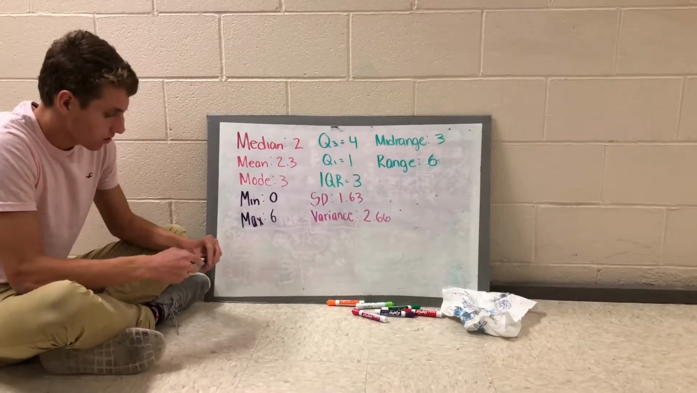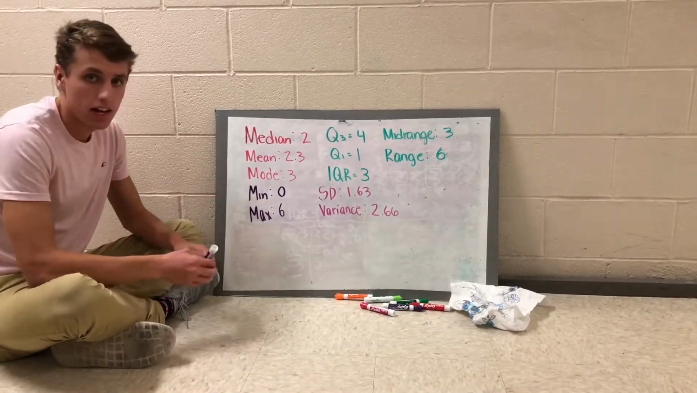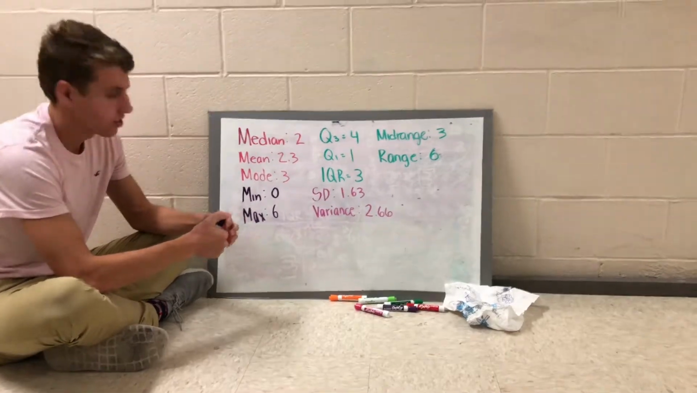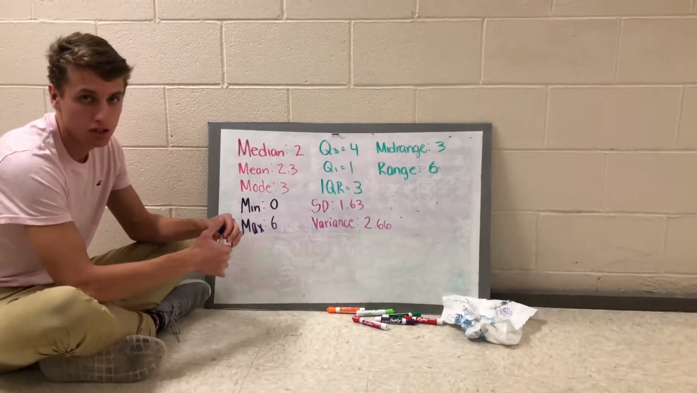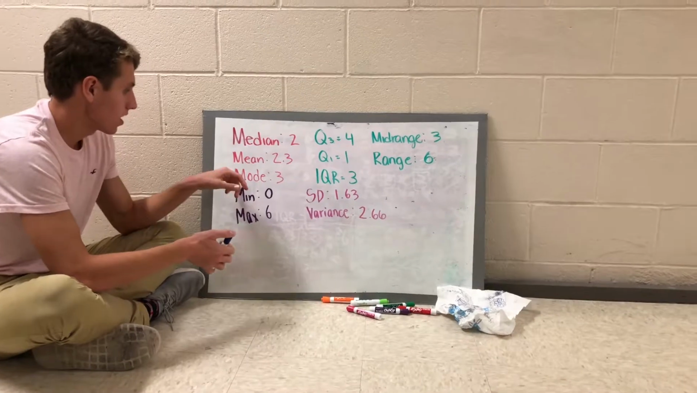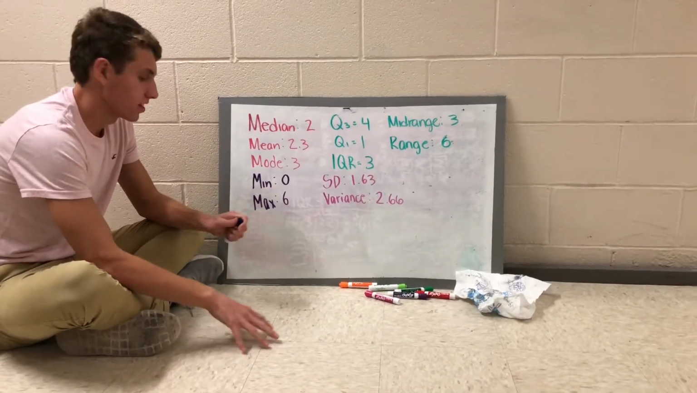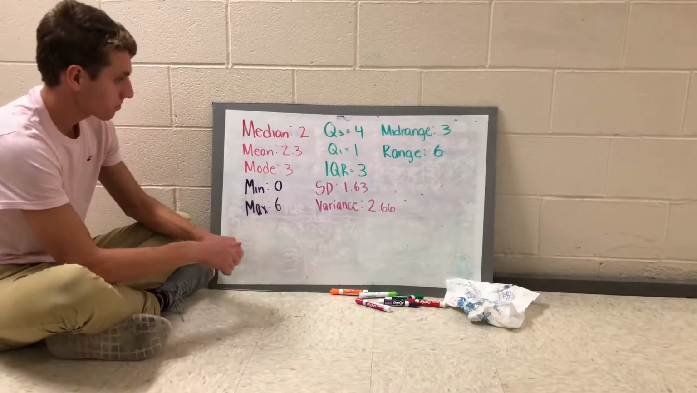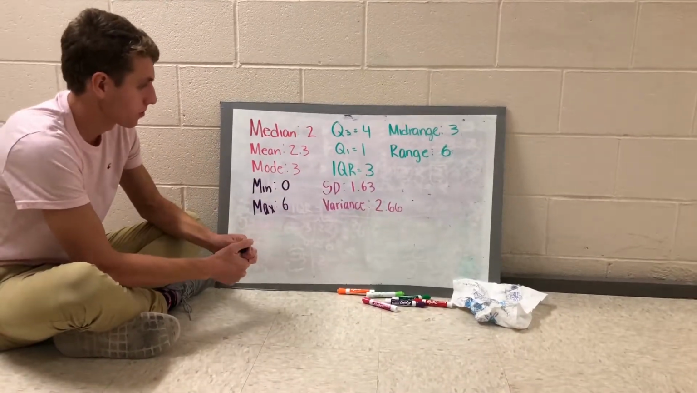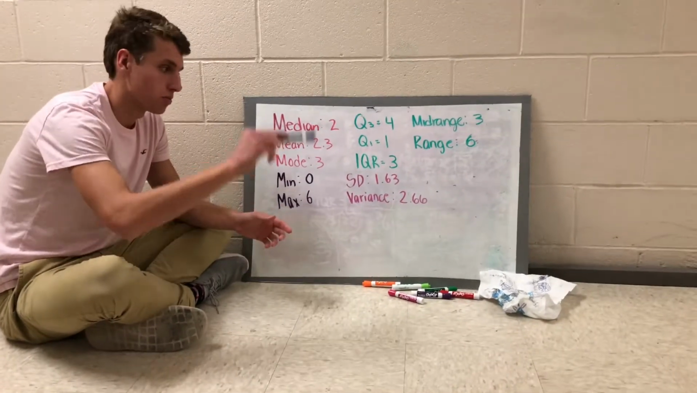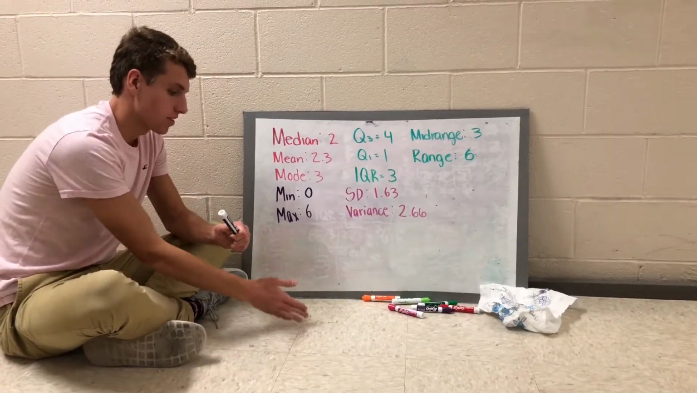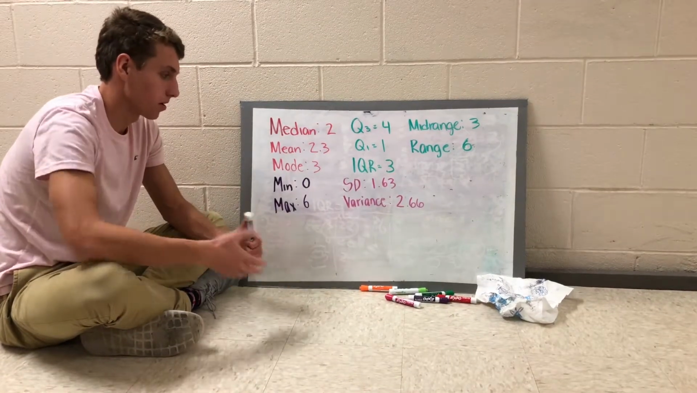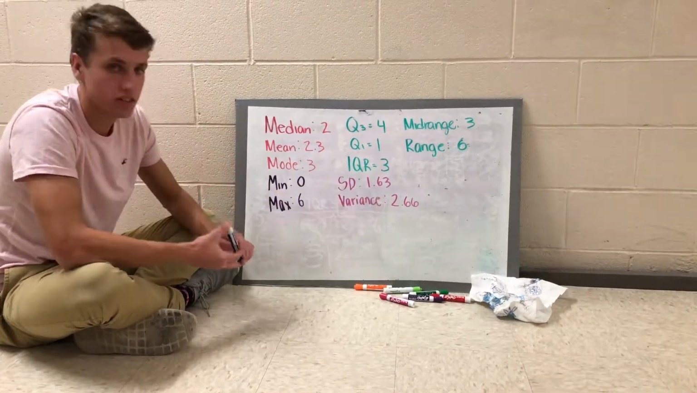Alright, so our median number of AP classes the seniors took was 2. The mean number, or the average, was 2.3 AP classes per senior. And the mode, which means the most seniors, are taking 3 AP classes. Our standard deviation is 1.63, which means that on a normal distribution curve, between each of the different slots, it's going to be about 1.63 classes apart, and the variance is going to be 2.66.